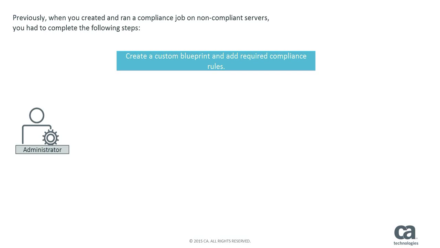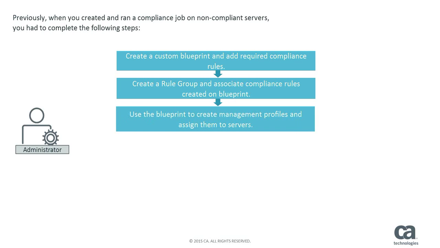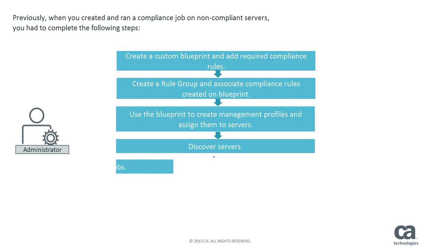Step 1. Create a custom blueprint and add required compliance rules. Step 2. Create a rule group and associate compliance rules created on blueprint. Step 3. Use the blueprint to create management profiles and assign them to servers. Step 4. Discover servers.